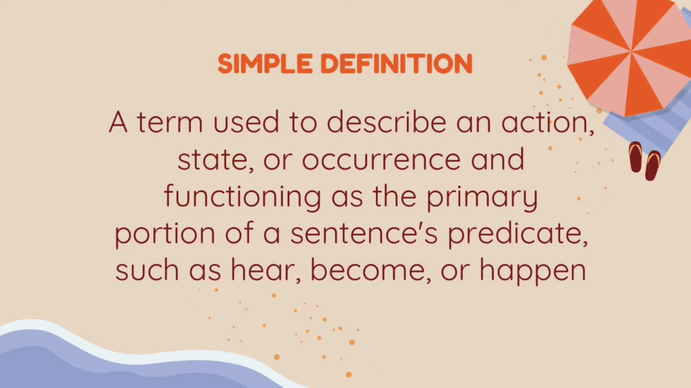To simplify it even more, a verb is basically just a word to describe an action, something that's happening, like hearing, becoming, happening. That is what a verb is. It's a word for us to use to describe something that is happening or something that happened.